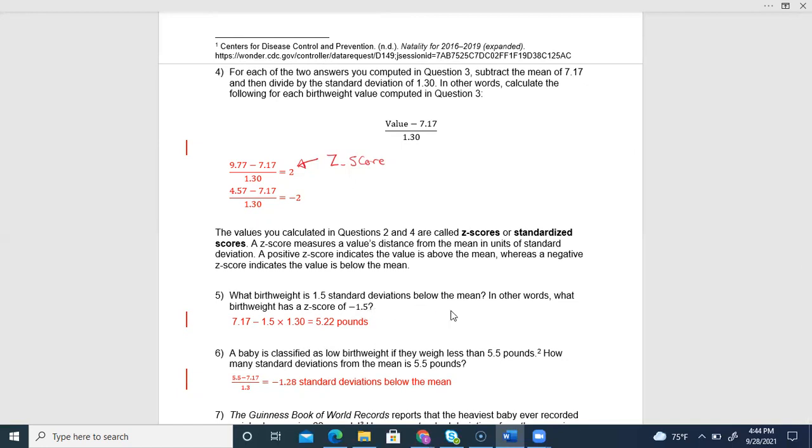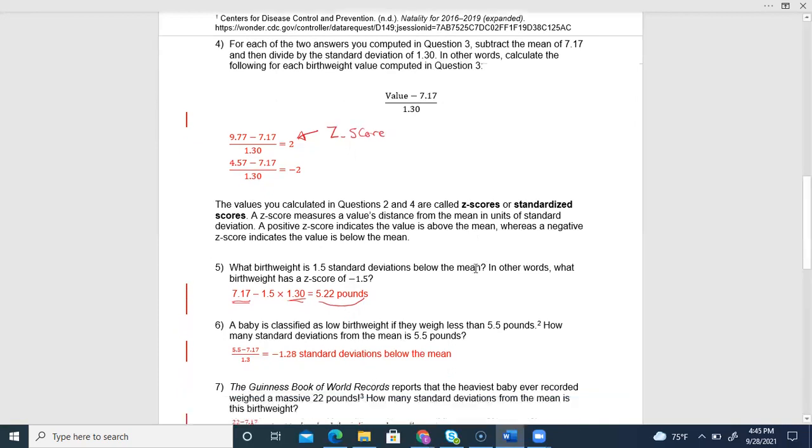To get that, you start with the mean, which for this example is 7.17. Then you subtract 1.5 standard deviations, so minus 1.5 times 1.30. This gives me 5.22, which is the birth weight that is 1.5 standard deviations below the mean.